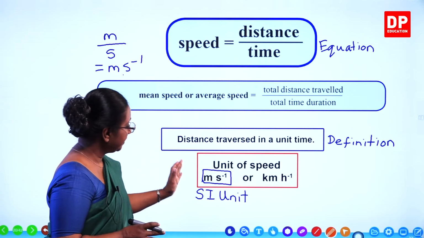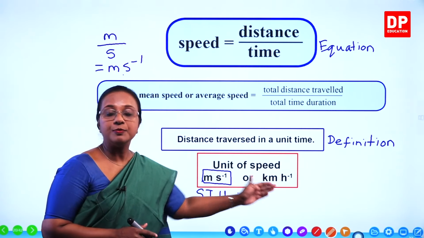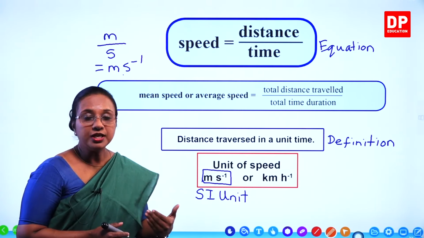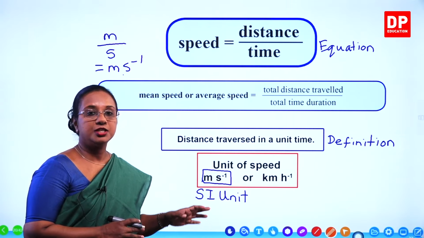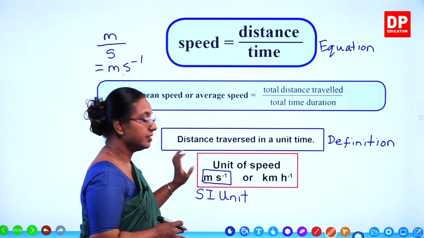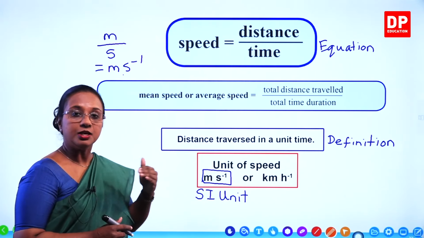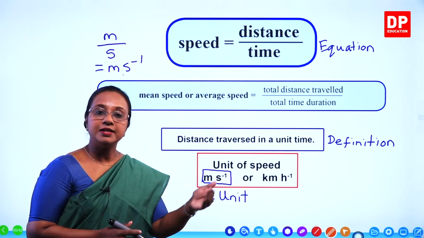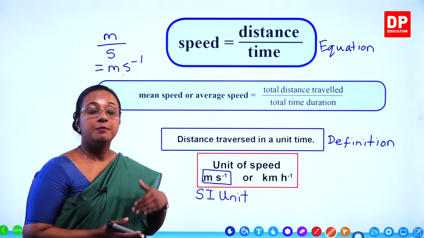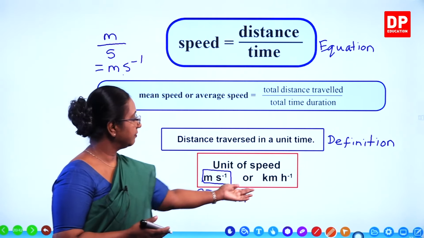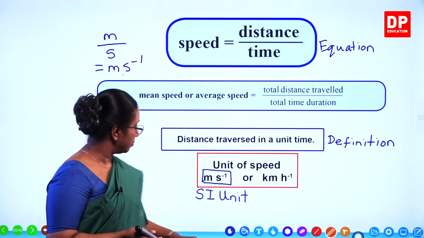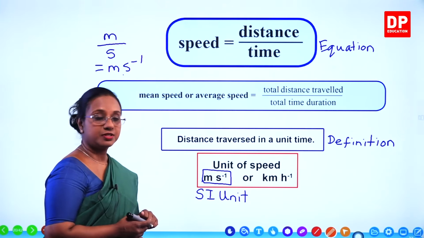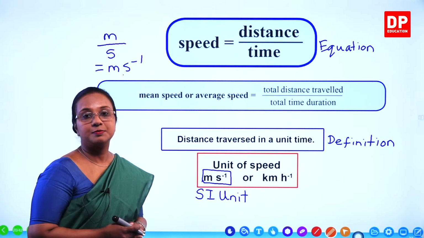So both meters per second and kilometer per hour are units of speed. Depending on the situation, we use meters per second, especially when it is a short distance and the time duration is less. But normally for traveling, we use kilometers per hour. And also the SI unit of speed is meters per second.